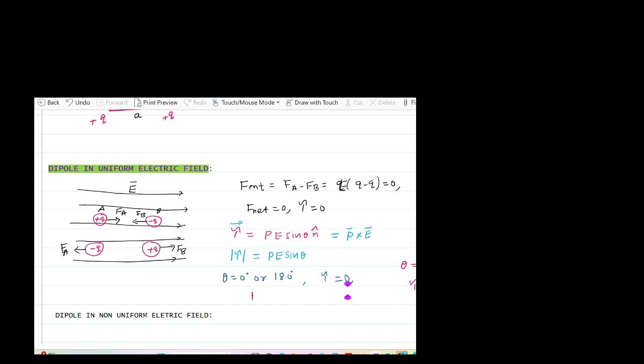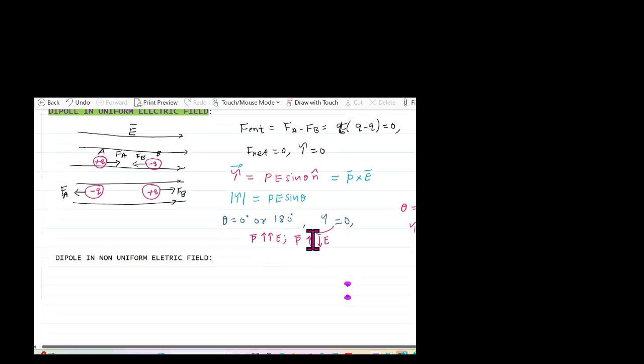So in this case, whenever the dipole moment p bar is parallel to E or anti-parallel to E in a uniform electric field, tau is equal to 0. The torque is maximum in the uniform field when the dipole is perpendicular to the field. At any other angle, the magnitude of tau is pE sin theta.